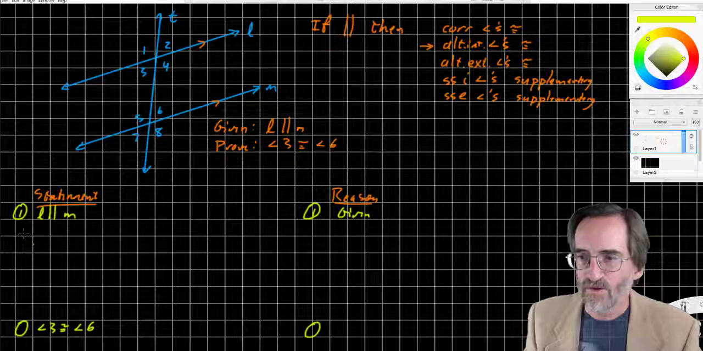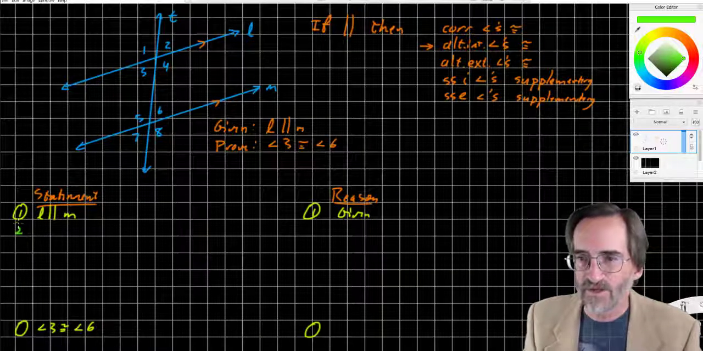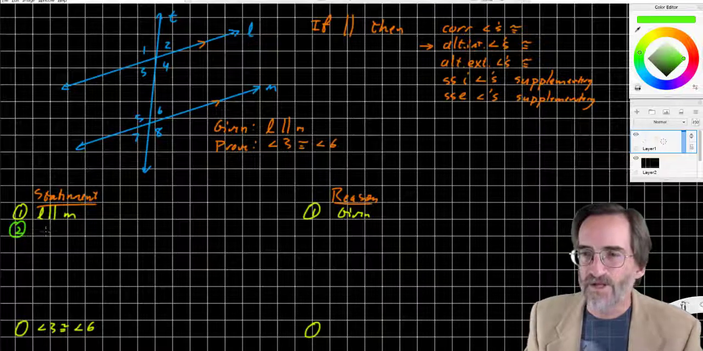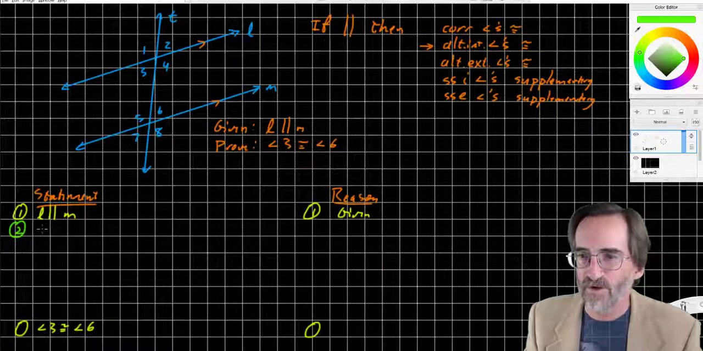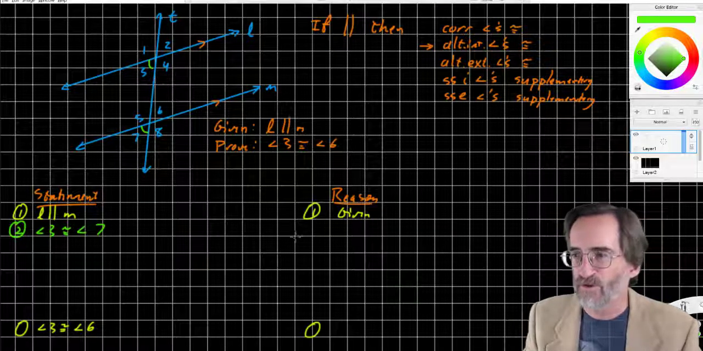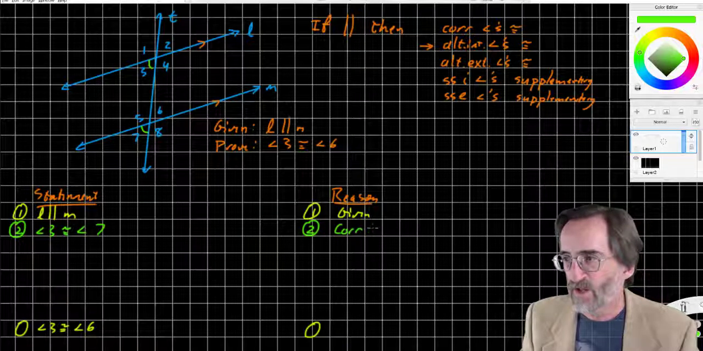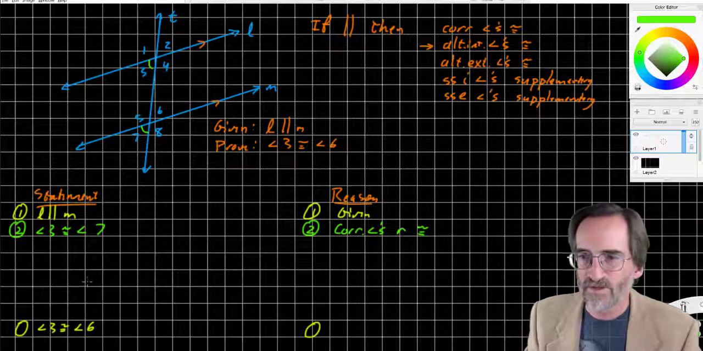Don't know which step that is. All right, and let's do line 2. If L is parallel to M, corresponding angles are congruent. So angle 3 is congruent to angle 7. Those are corresponding angles. They're both on the bottom left. So the reason or the rule: corresponding angles are congruent. And feel free to use abbreviations like this.